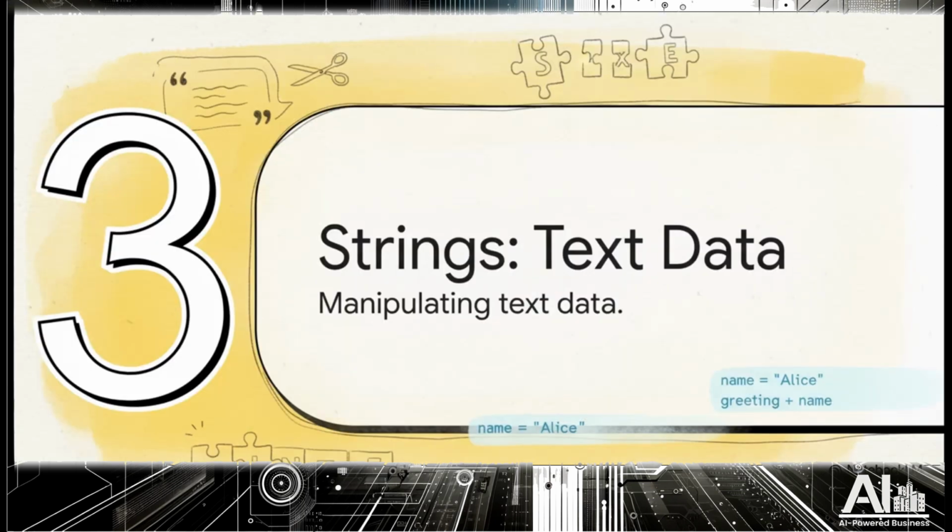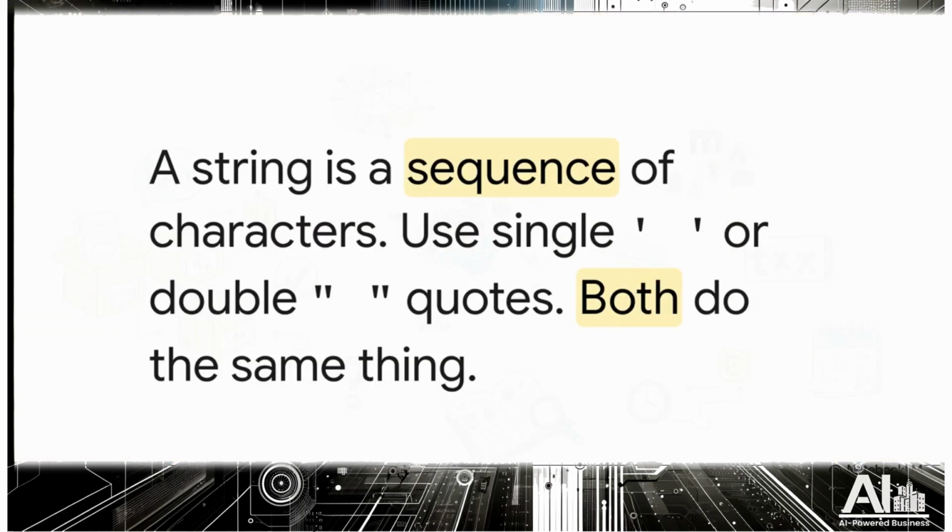Okay, moving on from numbers to text. In the world of programming, we don't just call it text, we call it a string. And you are going to be working with strings all the time. Making a string is super easy. All you do is wrap your text in quotes. You can use either single quotes or double quotes. Python doesn't care which one you pick. The only rule is that you have to be consistent. If you start with a single quote, you have to end with a single quote.